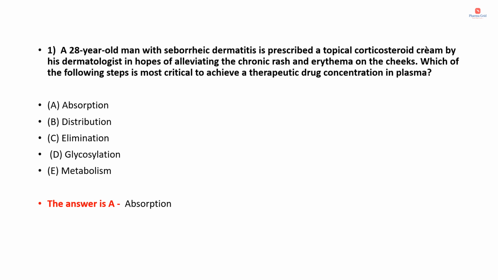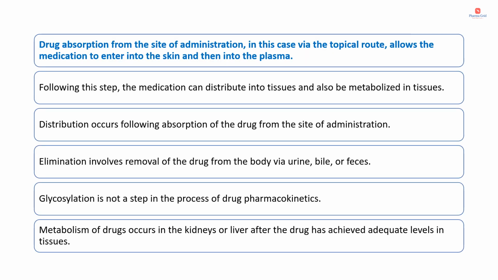So here the correct answer is option A, that is absorption. Drug absorption from the site of administration, in this case via the topical route, allows the medication to enter into the skin and then into the plasma. Following this step, the medication can distribute into tissues and also be metabolized in tissues. Distribution occurs following absorption of the drug from the site of administration. Elimination involves removal of the drug from the body via urine, bile or feces.